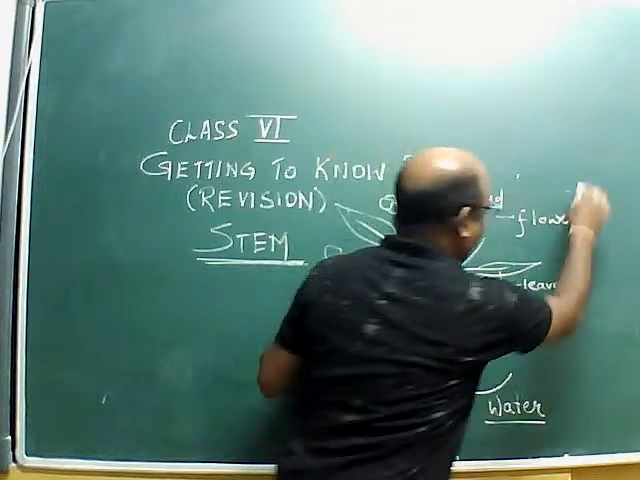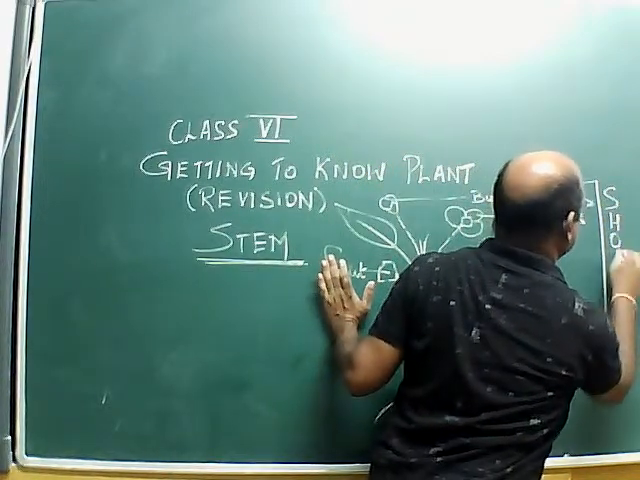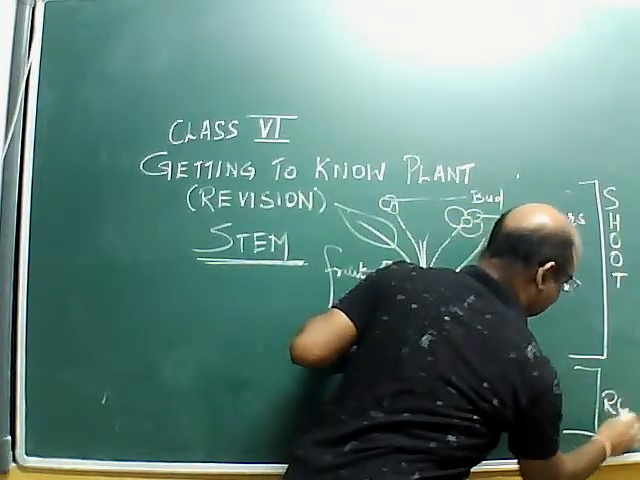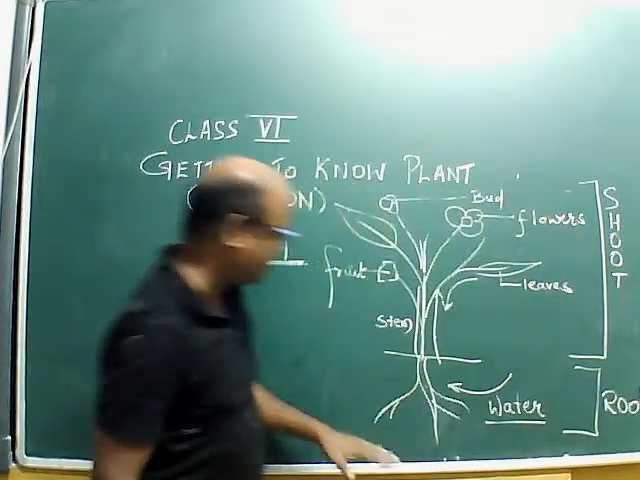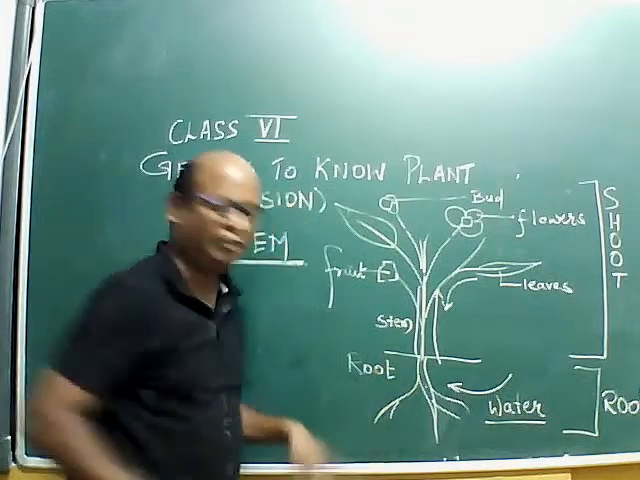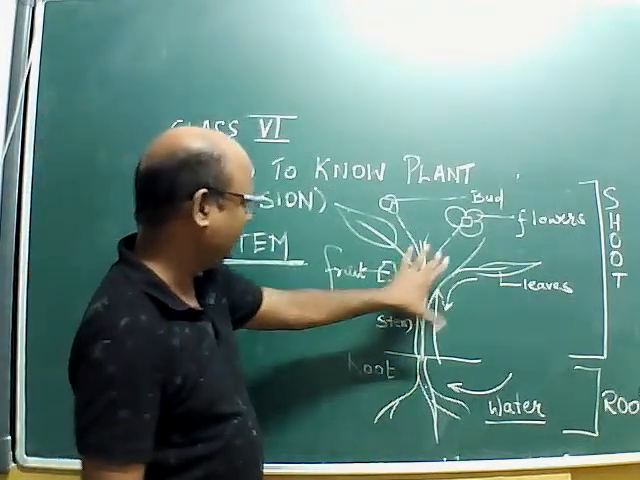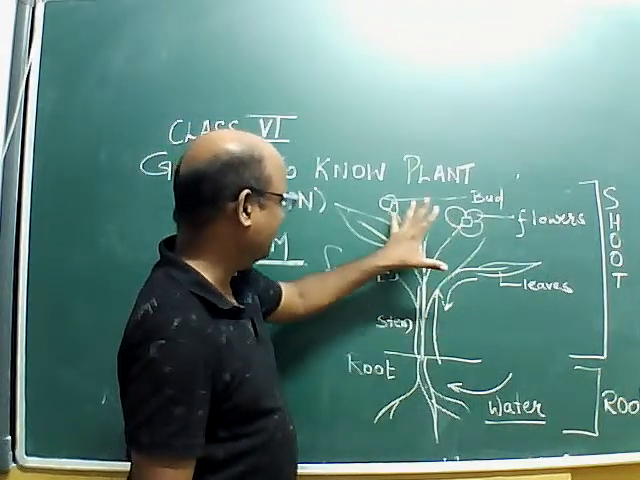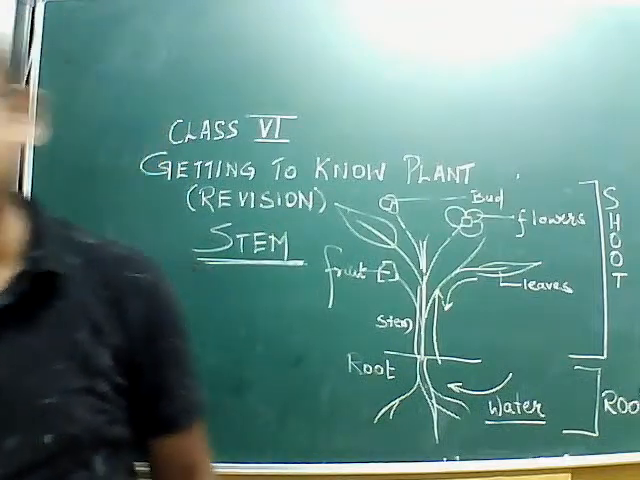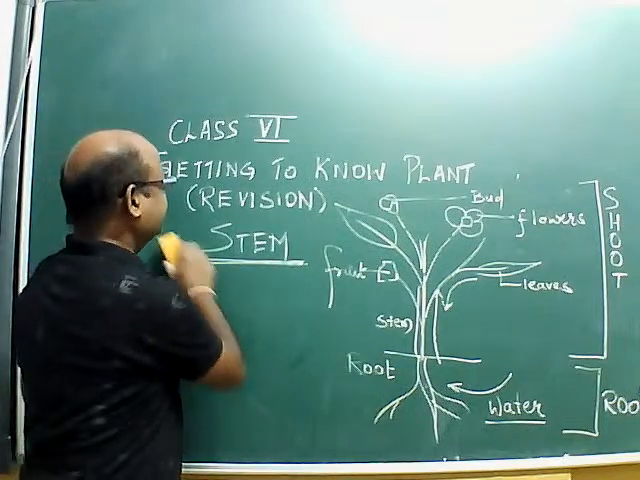Now you know the part above the ground is known as shoot, and the part below the ground is known as root. And these are the different parts of the plant. Like this is root. Yesterday we studied taproot and fibrous root. So root, stem, branches, bud, flower, fruit. All these are the different parts of the plant. So this we have to remember regarding stem.